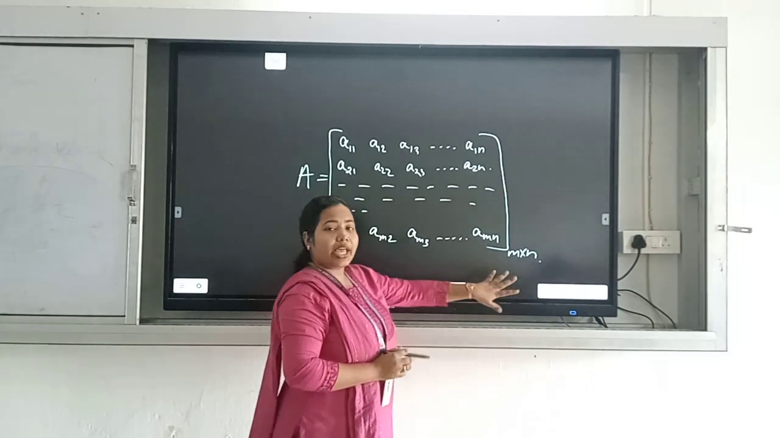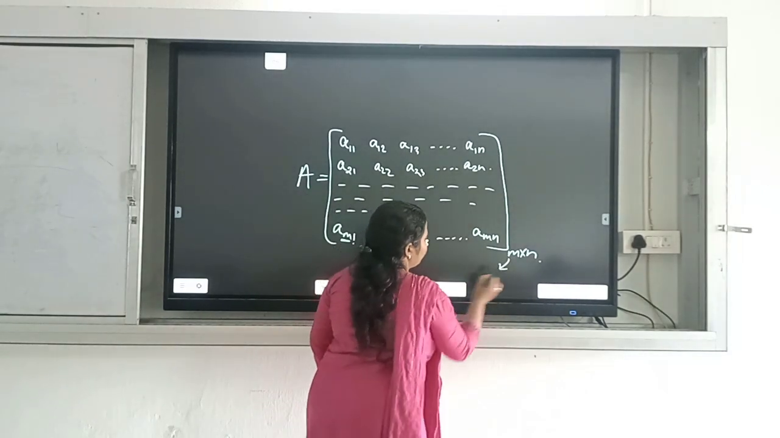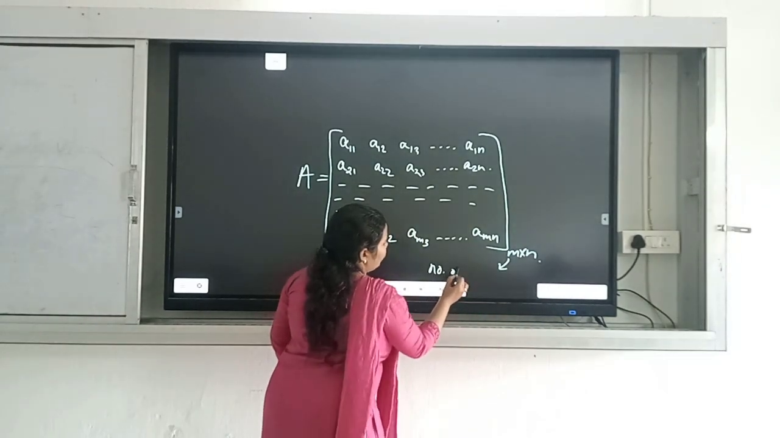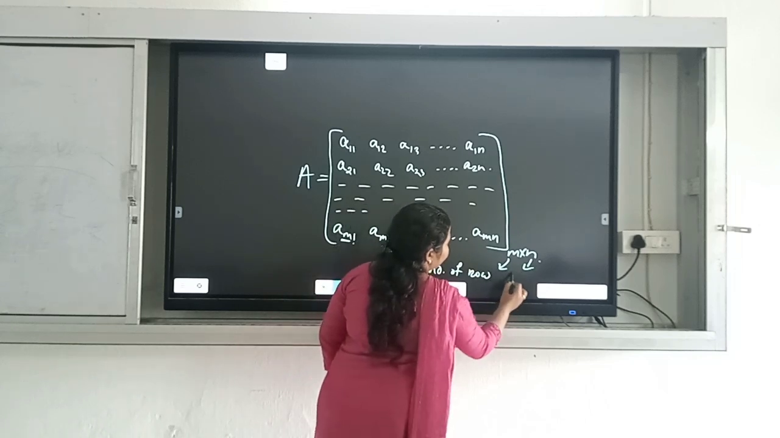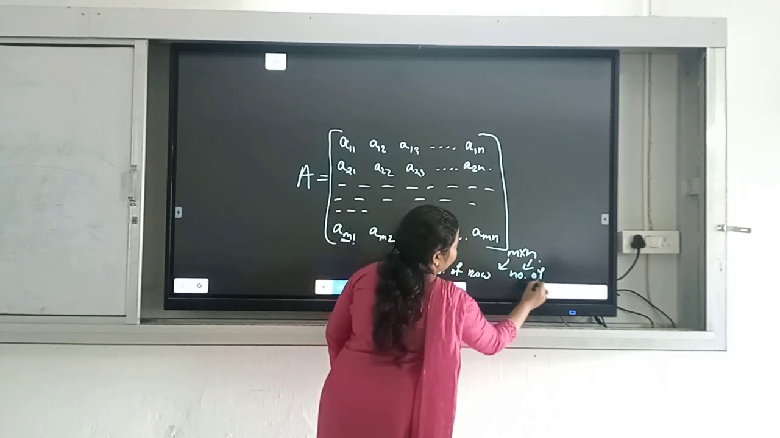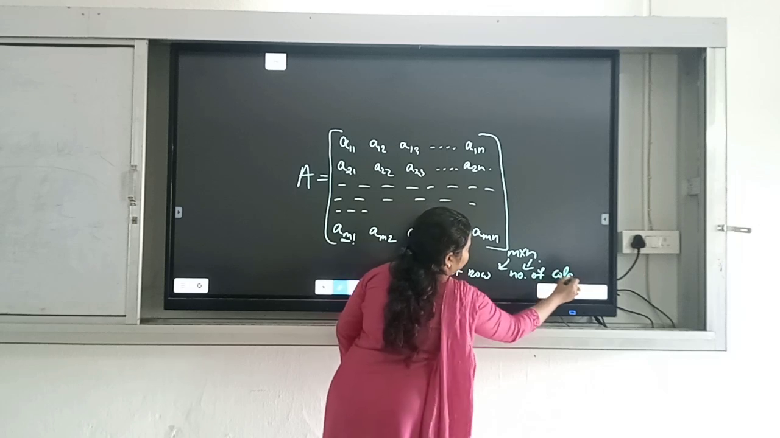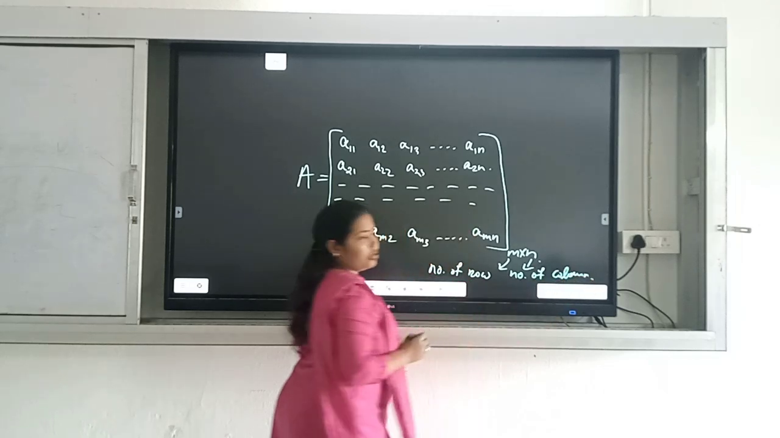What is m and what is n? m is the number of rows, n is the number of columns. Okay.